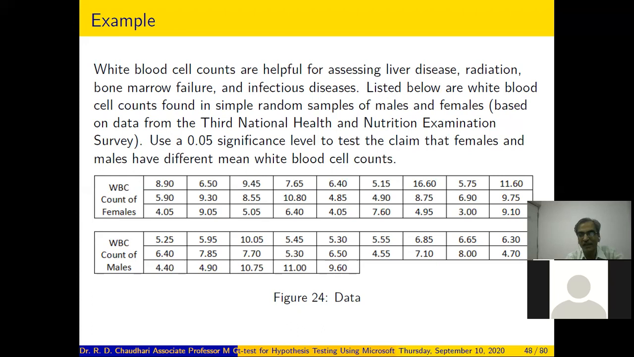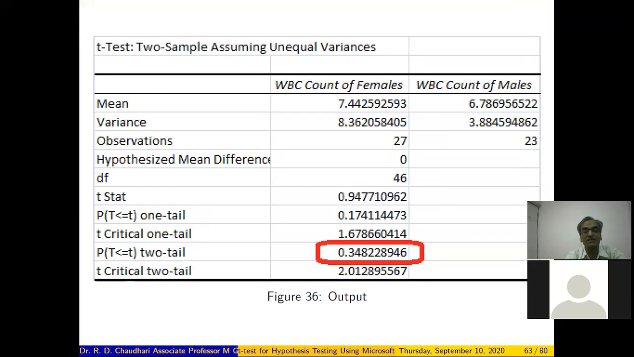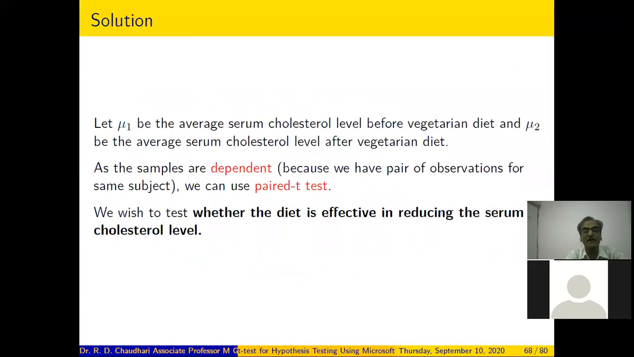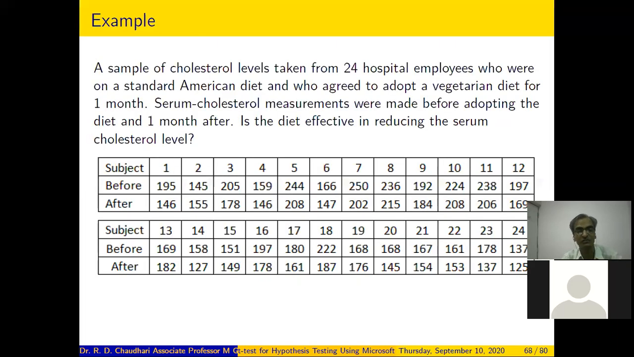So when we have independent samples, we can use a two sample test assuming equal variances or a two sample test assuming unequal variances. But many times we have data about dependent samples. That means the two samples are not independent, but dependent, right? So what is the meaning of dependent? We will see that with the help of an example.